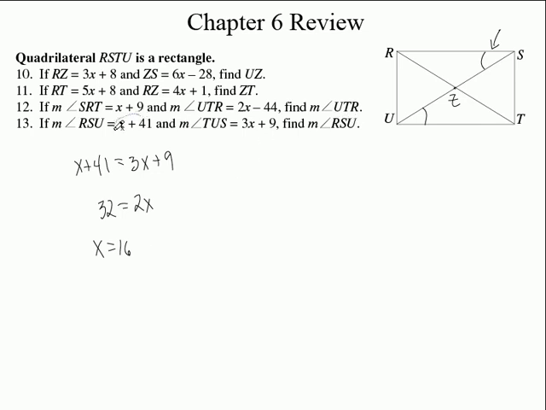Here's our angle right here, RSU. So it's just 16 plus 41, and that is 57. So angle RSU is equal to 57 degrees. Almost identical to number 12.